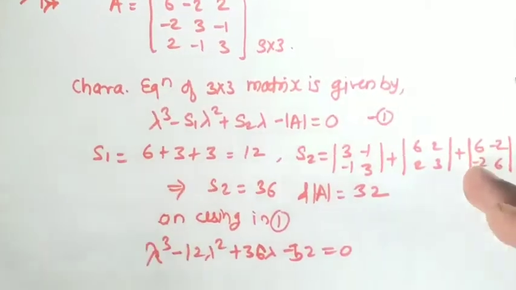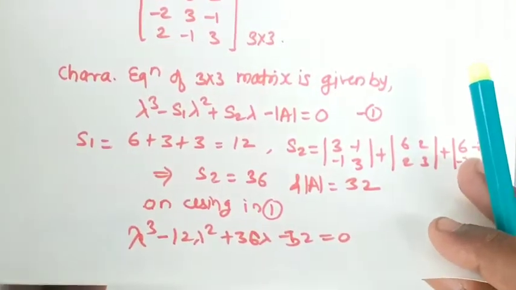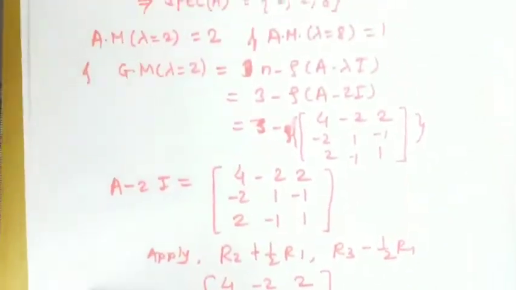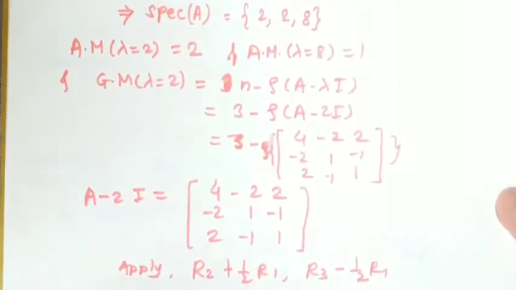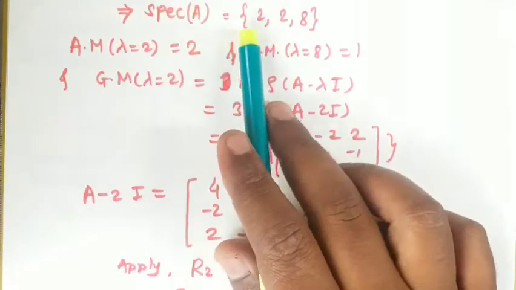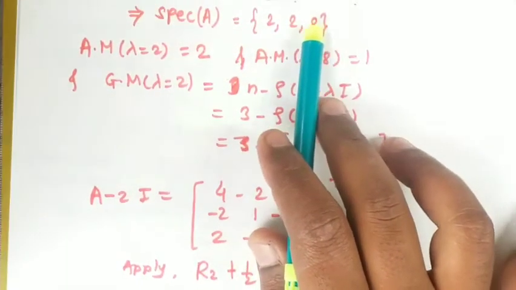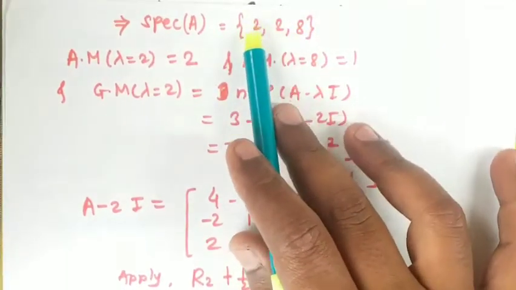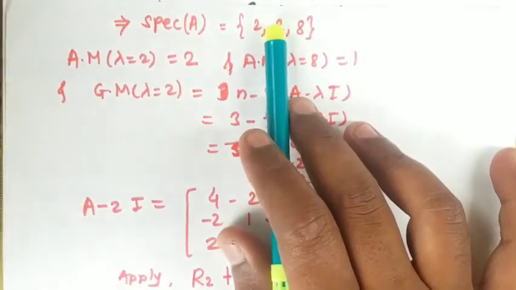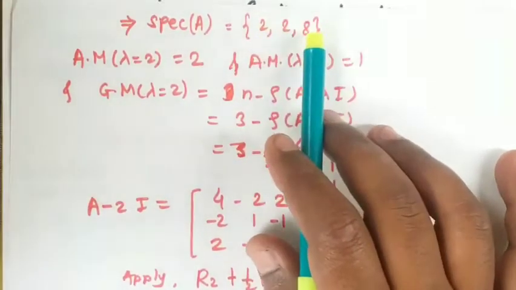Now we are going to calculate the roots of this polynomial, which will give us the eigenvalues. The eigenvalues of this matrix, which we write in the form of a set called the spectrum of A, are 2, 2, 8. So there are 3 eigenvalues, out of which one eigenvalue, 2, is repeated 2 times.